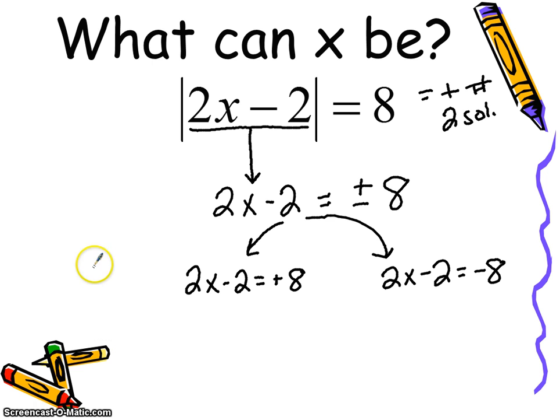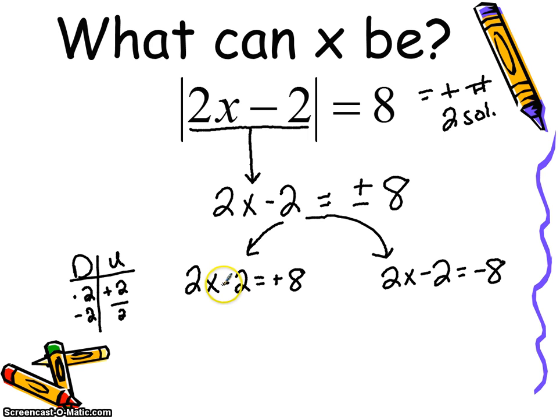If you need to, you could create a do and undo chart. If you knew what x was, you'd have to multiply it by 2 and then subtract 2. So to undo it, we'll add 2 and divide by 2. Some of you may not need that any longer, and that's okay.